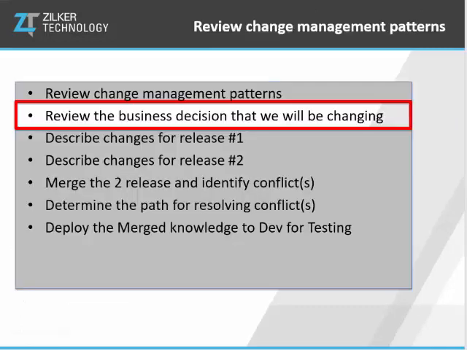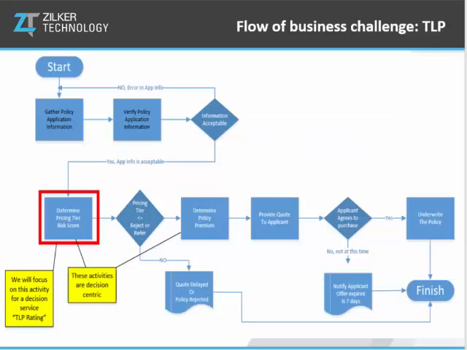Now that we understand the various patterns that can come into play when doing decision management updates, let's actually take a business decision that we're going to be changing and kind of walk through this process to give a little more visibility to what we've been talking to. For this rule conflict review process, let's take our old friend, the TLP decision service, and let's review that a little bit. So this is a process flow that actually walks through an insurance rating challenge that we have.